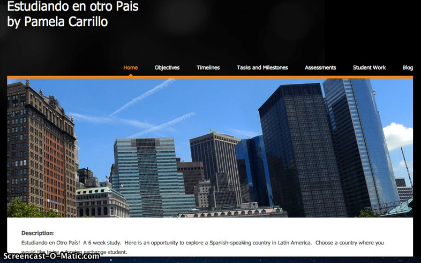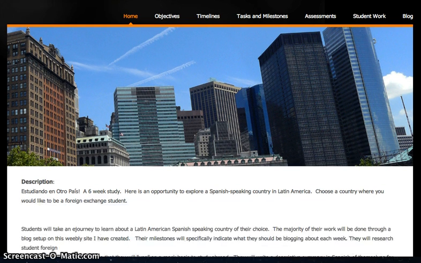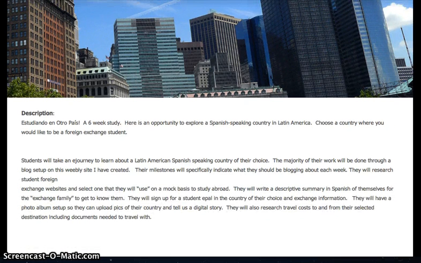It can be used in any Spanish language class. Tasks can be modified to fit the needs of the group level. Work will be done through a blog site exploring student exchange websites and introducing themselves to host family. The student will also find an e-pal from their country to exchange information with.